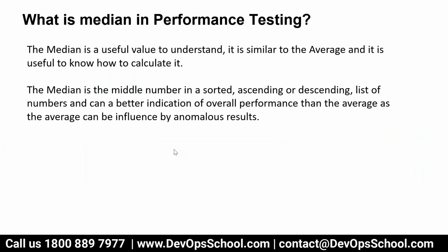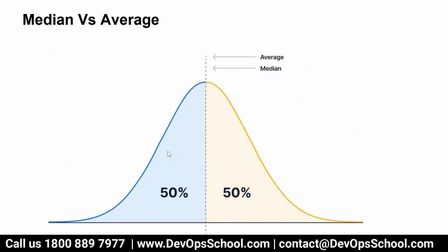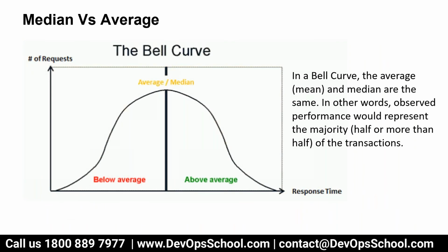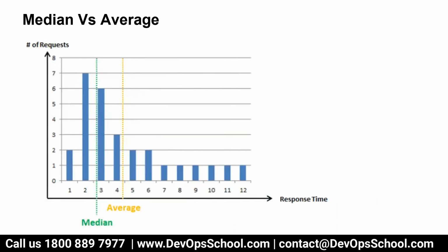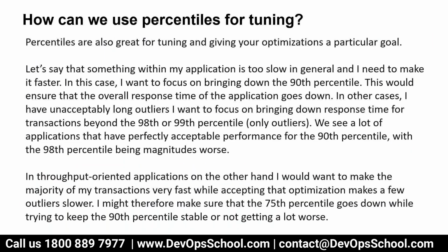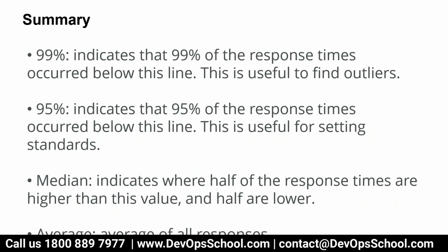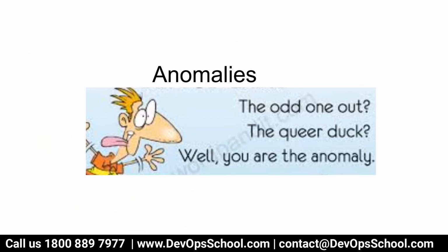There's one more algorithm which we need to understand, median, P50. That is also a very important metric for APM. Average also. You need to understand median versus average. I'm not discussing too much right now because with a graph we'll be able to understand. Percentile versus average, median versus average, and how we can use percentile for tuning and all stuff. These are some of the graphs which you have to make yourself comfortable with.